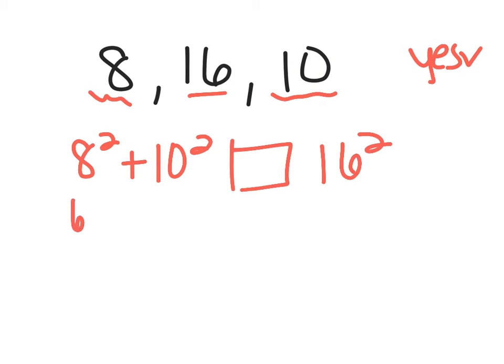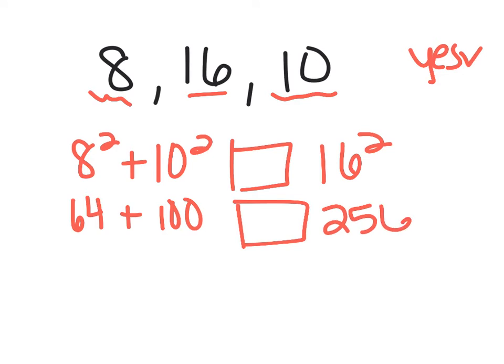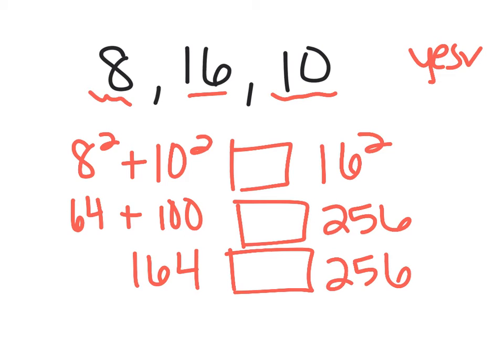Okay, so 8 squared is 64. 10 squared is 100. Okay, and then 16 squared I need to do is 256 again. Okay, so over here I get 164, 256. So obviously they're not equal, so it's not a right triangle. 164 is less than 256, so this should be in your notes. That means it is an obtuse triangle. Okay, and again, you should have that in your notes.